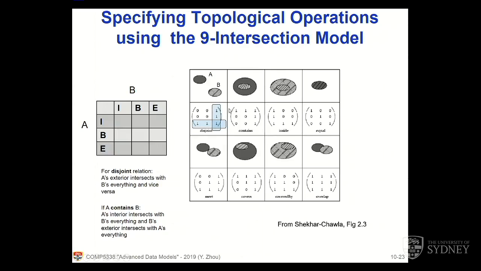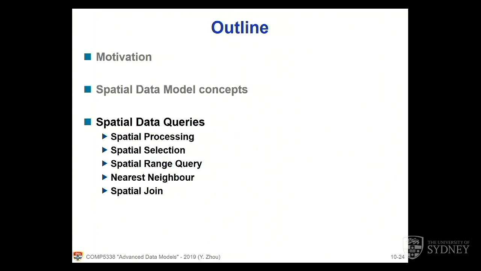So this is A's interior, intersect with B's everything, so it's all ones here. And this is B's exterior, intersect with A's everything, so it's all ones here. So that means contains. And then for the others, you can work out yourself. So that's all the valid combination. And that's like a mathematical way to represent those topological operations. Okay, so that's the data model, and then all the different sort of operations we can have on spatial data.